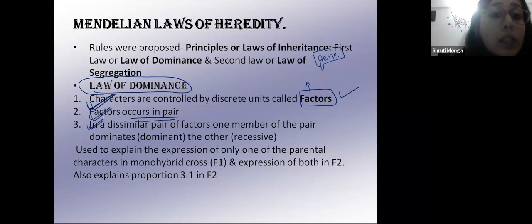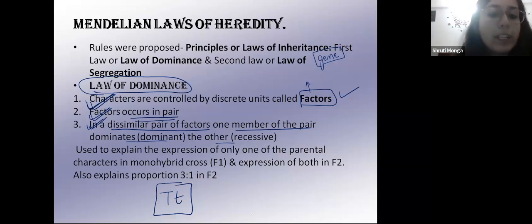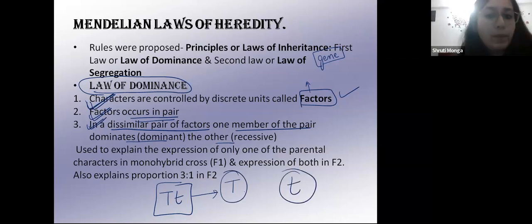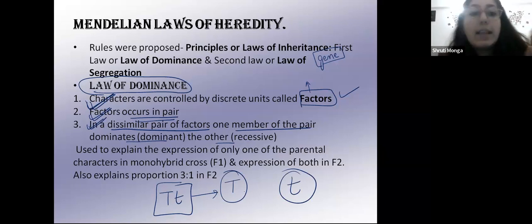The third point of the law of dominance states that in a dissimilar pair of factors, one member of the pair will dominate the other. Dissimilar means, for example, capital T and small t. They are dissimilar, right? One is capital, one is small. So in the capital T, small t condition, who is going to dominate? Capital T is going to dominate the small t. These are the 3 pointers of the law of dominance.